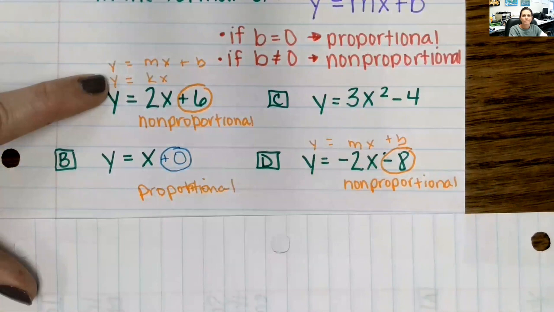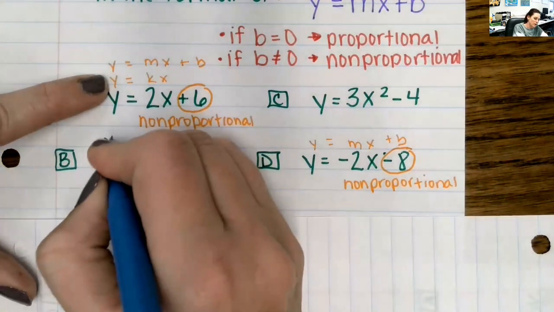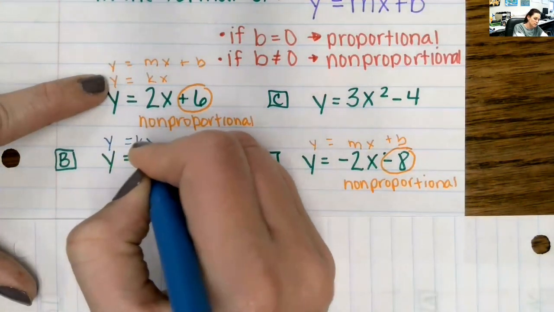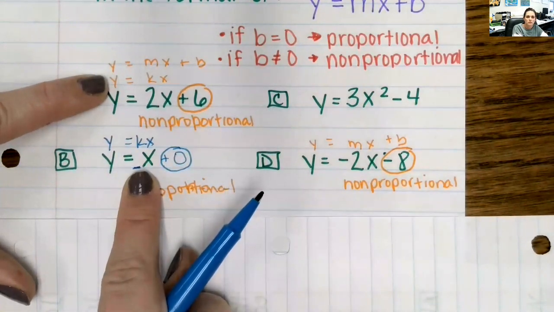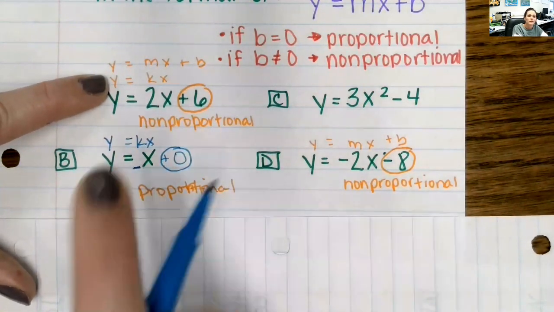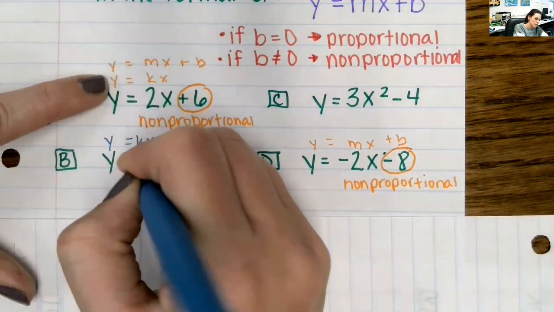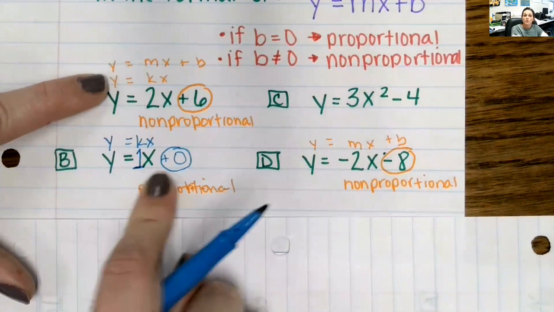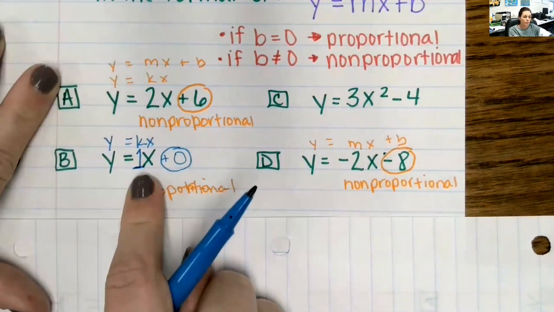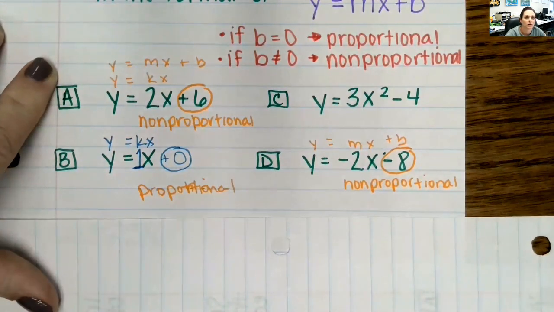Y equals kx. Absolutely. Doesn't this pair up with y equals kx? What number is in front of this x? 1. Good. So doesn't it match the format y equals kx? So if there's no tail, it's proportional. If there is a tail, all right.